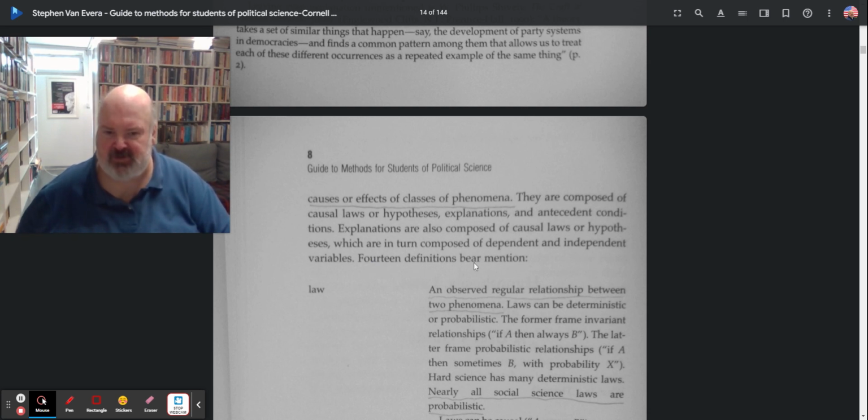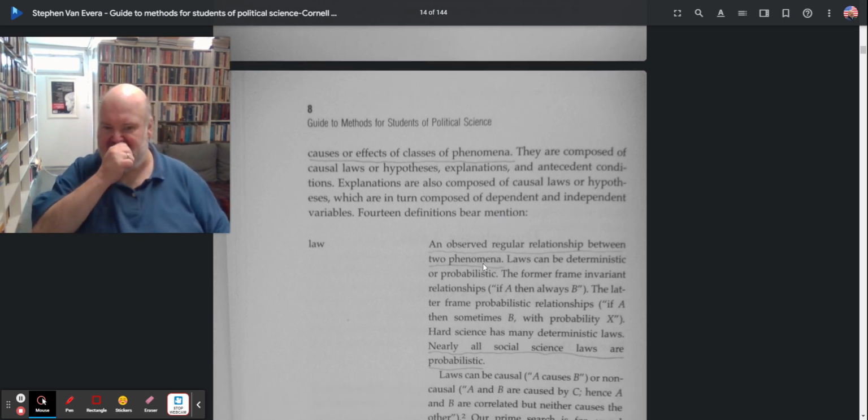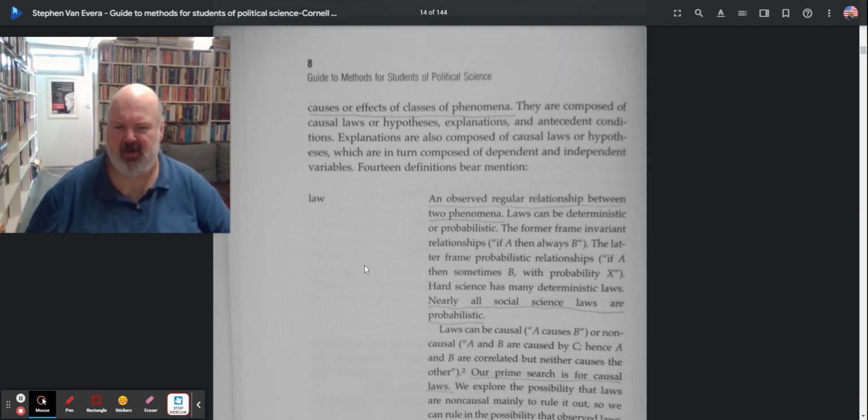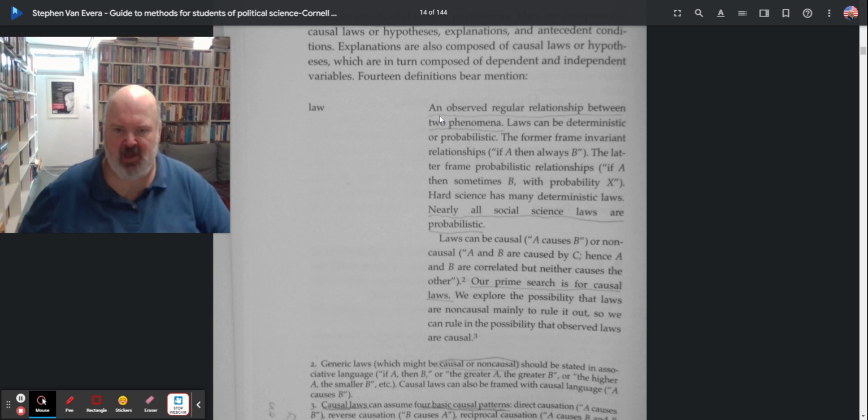These 14 definitions bear mentioning now. In other words, an explanation is composed of a causal law or hypothesis. A law is an observed regular relationship between two phenomena. Laws can be deterministic or probabilistic.